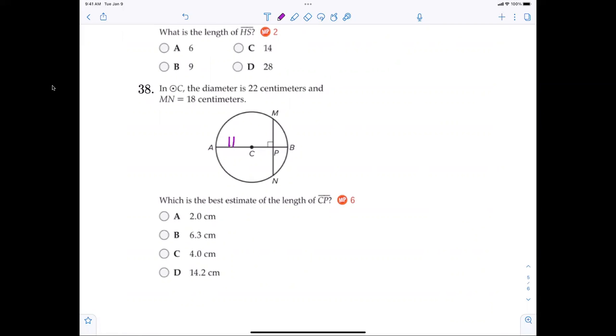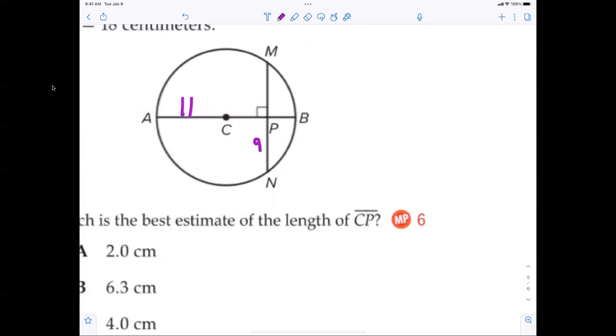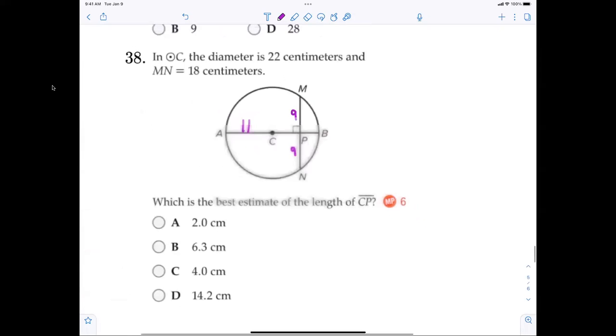Now it says MN is 18. If MN is 18, I don't have anywhere to put MN, so I squeeze in 9 here and 9 here. And now I'm trying to find CP. If I'm trying to find CP, everybody should be able to do this time. Everybody should be doing it quickly, quickly, quickly.